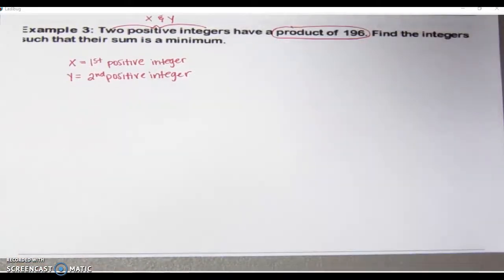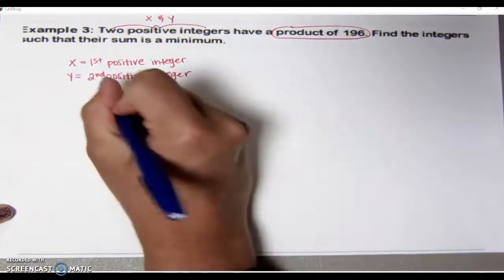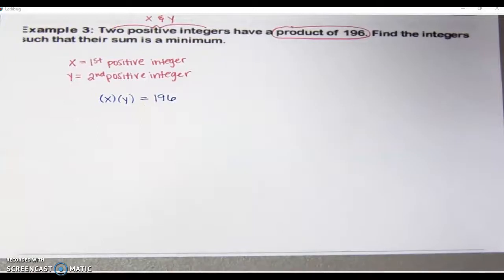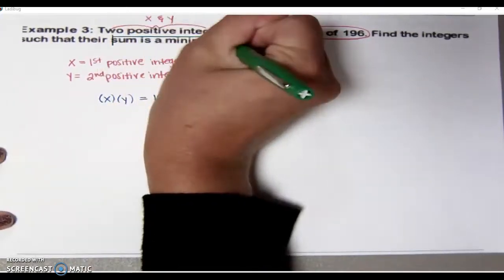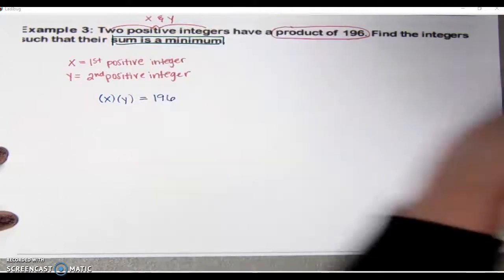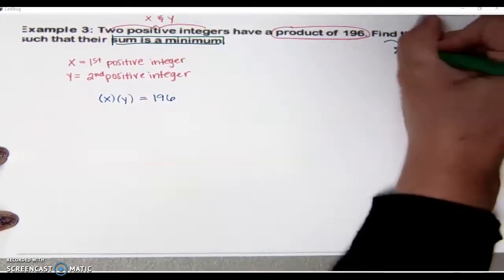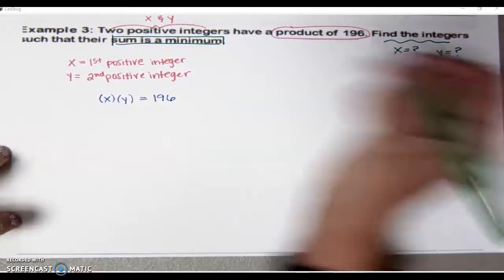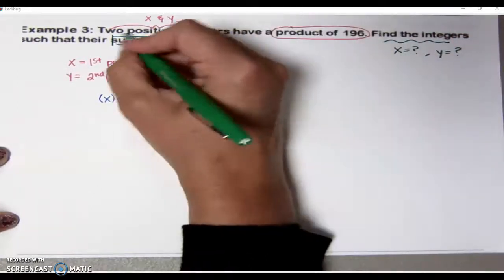So product means you multiply. So we know that x times y equals 196. We want to find the integers such that their sum is a minimum. So we're trying to find the integers, so we want to know what x equals and what y equals, so that the sum is a minimum.